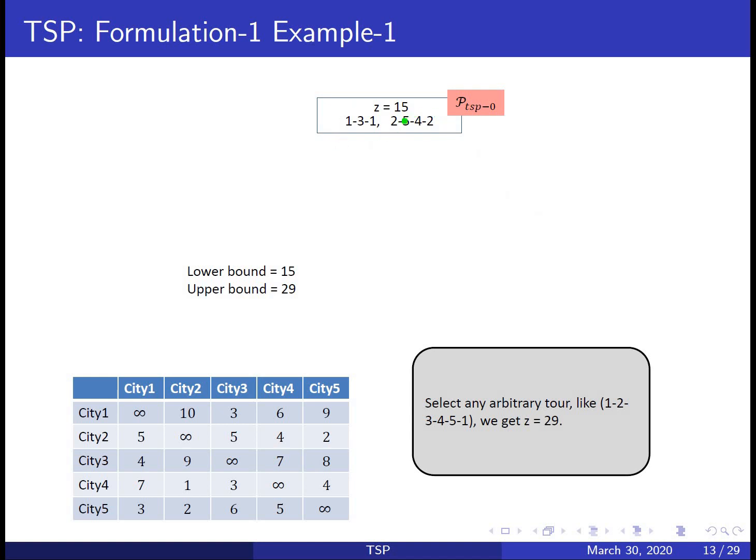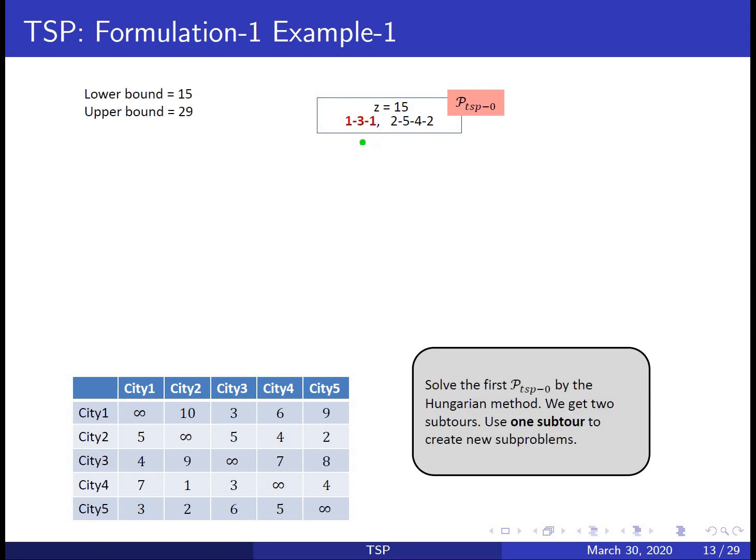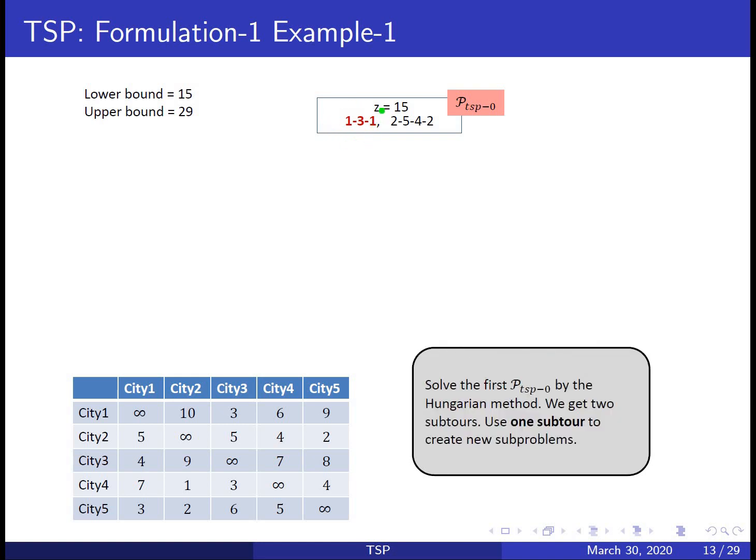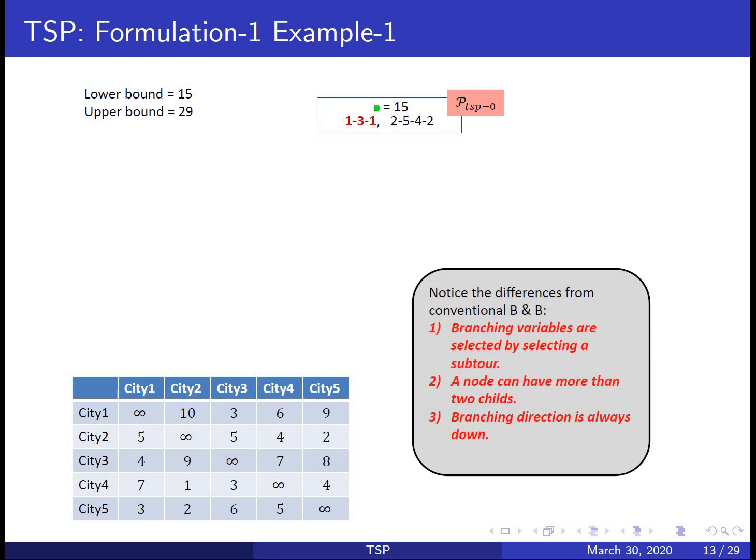Now, from these two subtours, we are going to break one of the subtours. Which subtour to select is a part of the strategy. Sometimes we go with the subtour that contains the minimum number of arcs. Sometimes we go with the subtour that contains the maximum number of arcs. Depending on the strategy, you can select the subtour to break. Once you select the subtour, then you are going to identify the branching variables. For example, here if I select the subtour 1-3-1, then the branching variables will be x13 and x31.